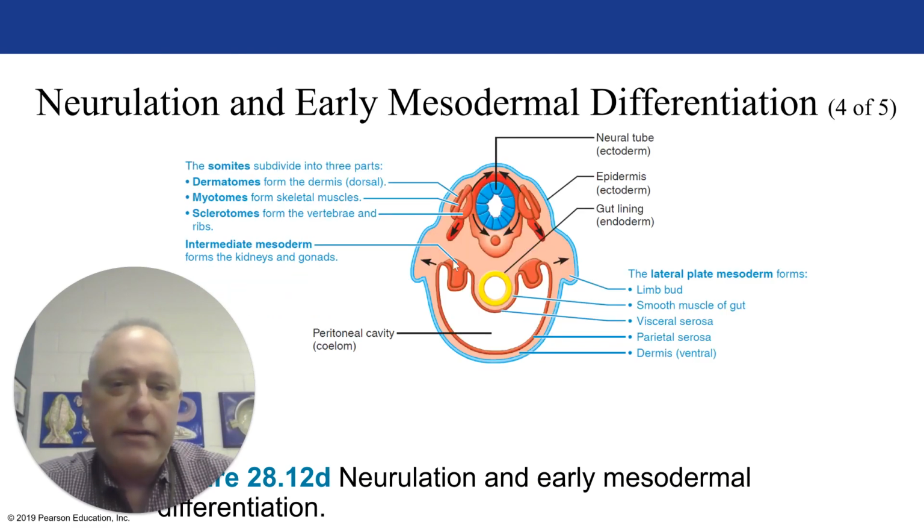Now your somites develop into the dermatomes, which are the skin, your myotomes, which form the skeletal muscle, and sclerotomes that form the vertebrae and ribs. Other areas of fate mapping have shown that the lateral plate mesoderm gives rise to limb buds, the gut, different serosa.